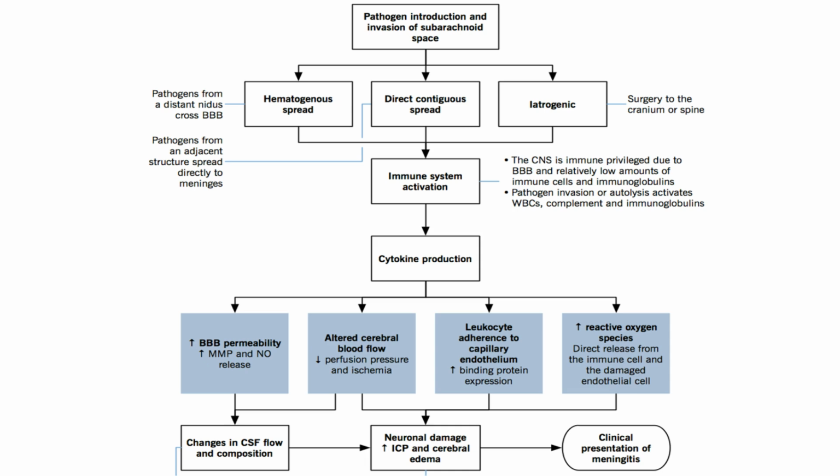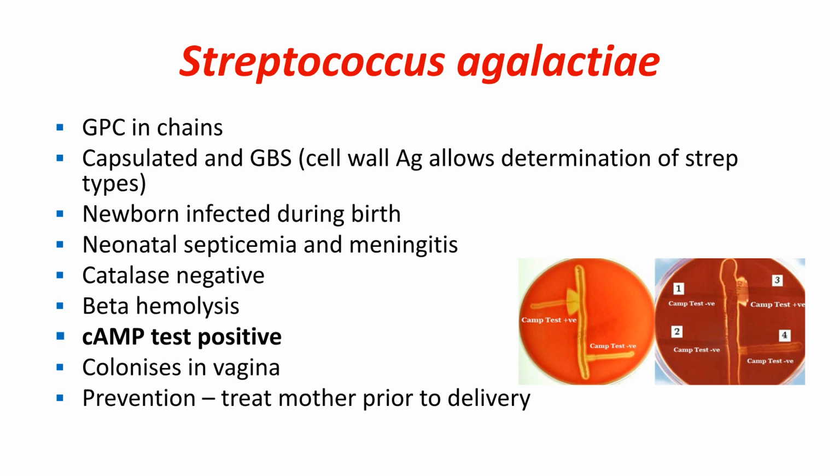These processes lead to changes in CSF flow and composition, neuronal damage, increased intracranial pressure, ICP, and cerebral edema, brain swelling. Together, these produce the clinical presentation: fever, severe headache, neck stiffness, altered consciousness, and potentially seizures or coma. Without prompt antibiotic treatment, irreversible brain damage or death occurs.